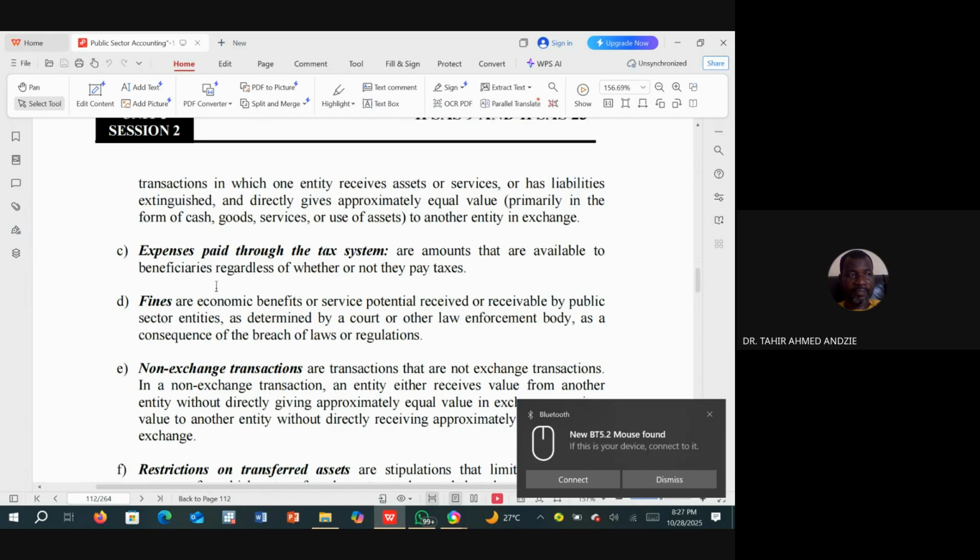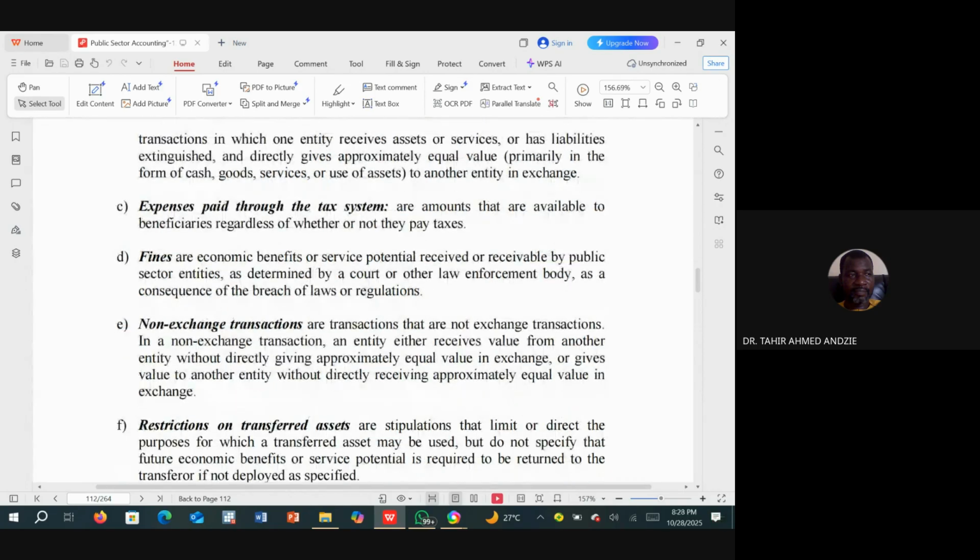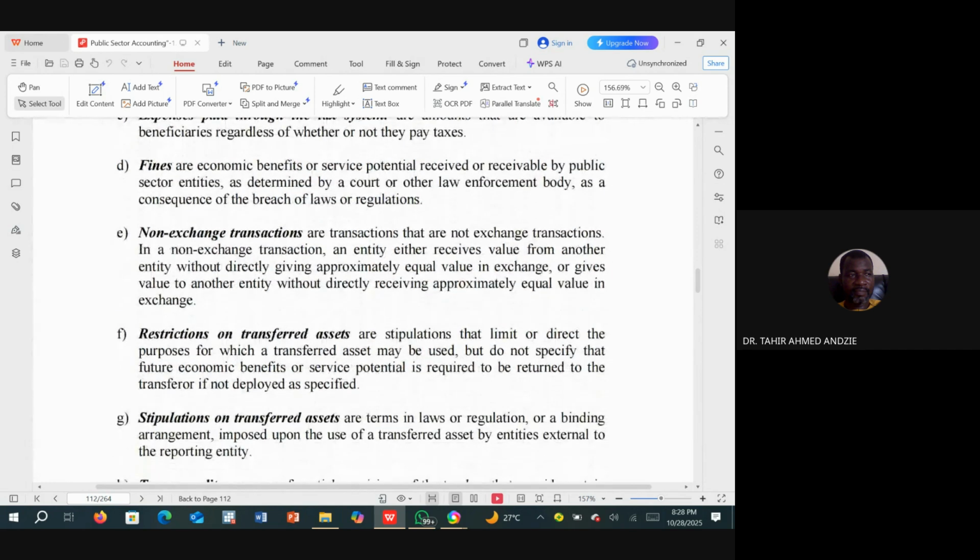Fines are also an example of non-exchange transaction. So fines are economic benefit or services potential received or receivable by a public sector entity as determined by court or other law enforcement body as consequences of breach of laws or regulation. So if somebody breaches law or regulation and you fine a person, you don't give anything in exchange to that person. And it's an example of non-exchange transaction.